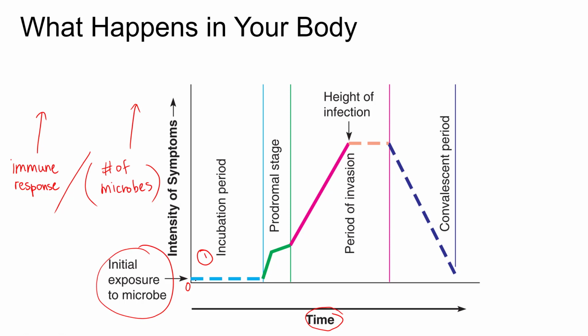Following that incubation period, notice everything is really low. Numbers of microbes are low, immune response is low, and there are really no symptoms showing up. Second stage, prodromal stage, and then that exponentially increases into what we call the invasive phase. And so now we begin to see an increase in the numbers of microbes.